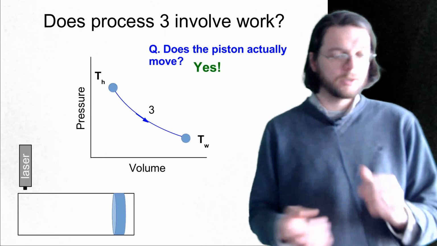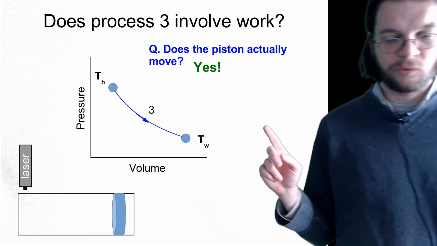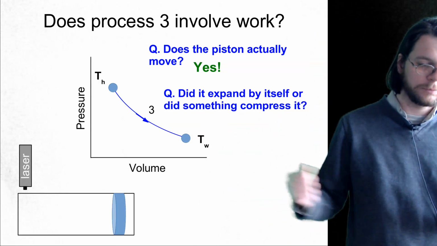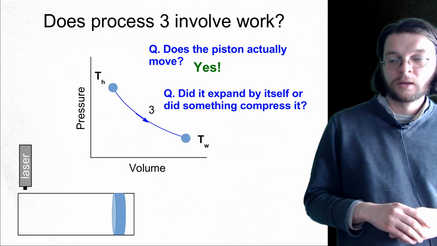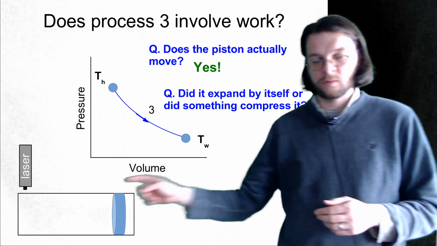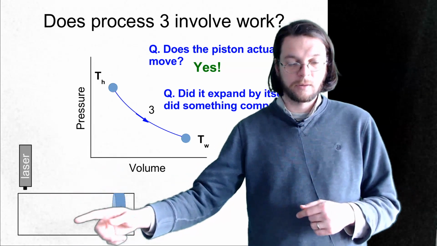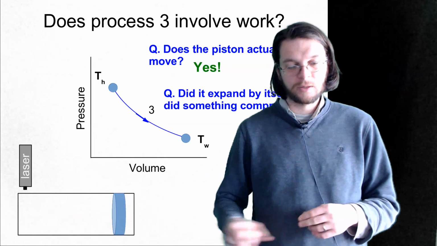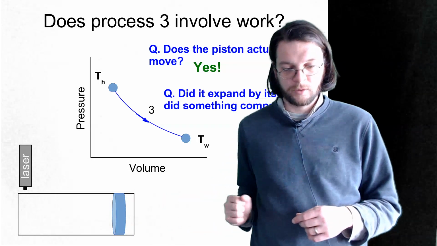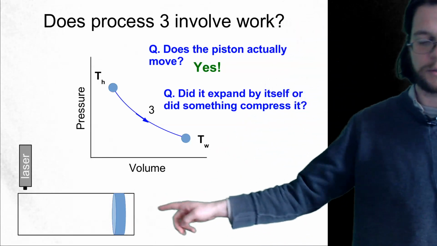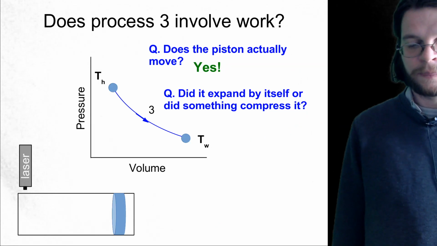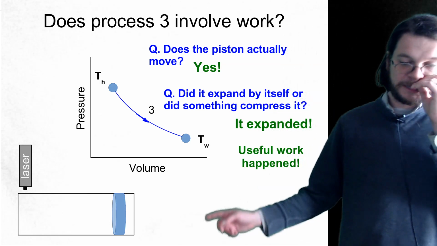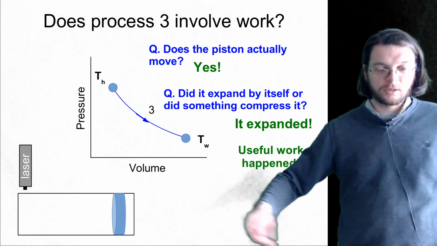And the next question, if it did move, is, did it move by itself? Did it expand by itself, or did something have to pull it or compress it or anything like that? And if you think about the system, well, we heated up this gas, we let go of the pin, and it expanded out because the pressure inside of this thing was so big. We didn't have to pull it out. We didn't have to pull it this way. It just naturally did that because of how hot the gas was inside. So it expanded by itself. And so this is actually, you could use this to do useful work.